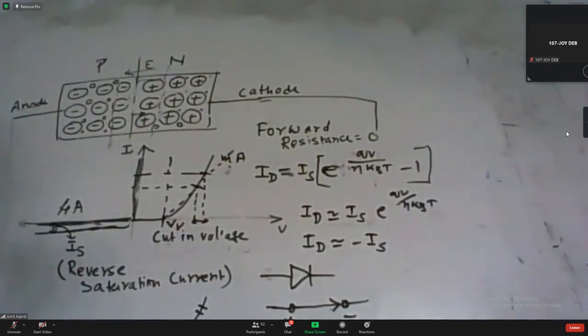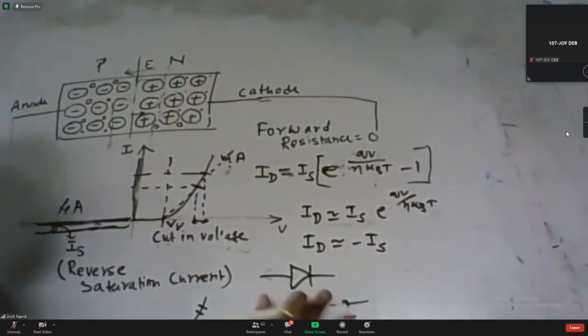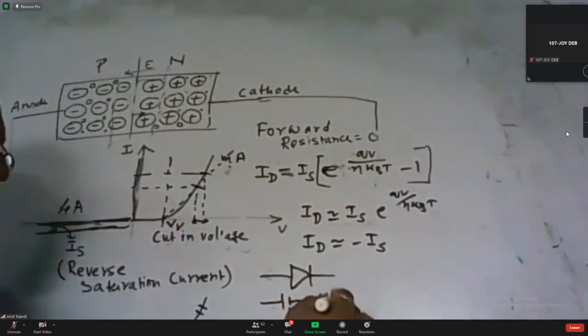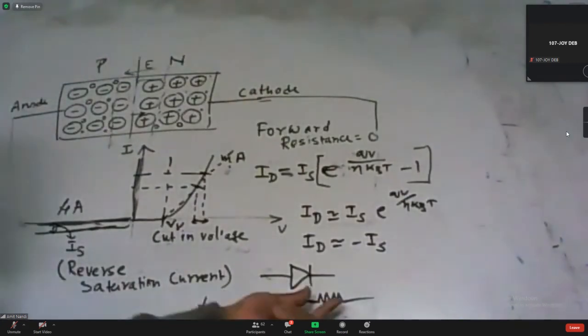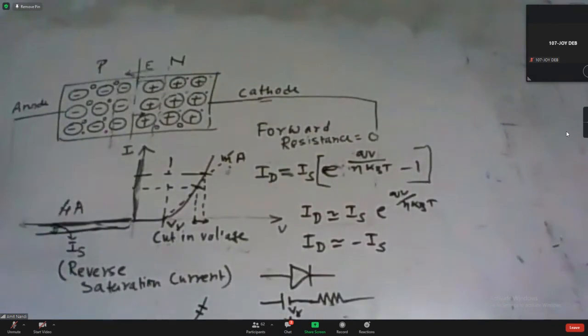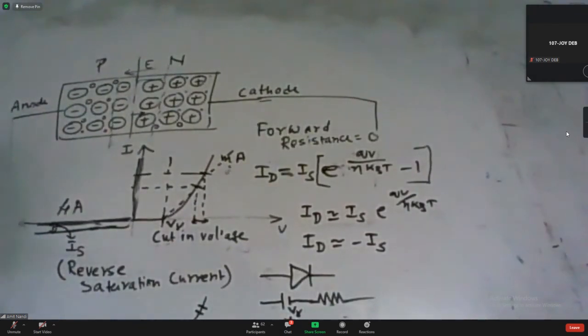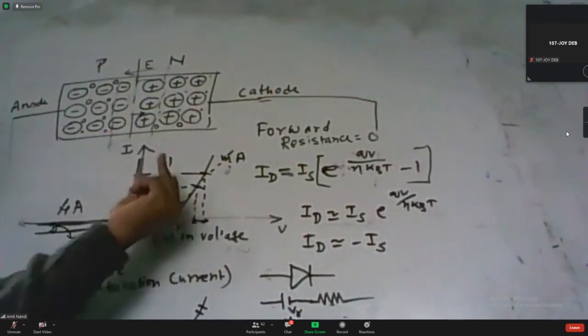Now, if you take the piecewise linear approximation, then obviously in that case the diode can be represented by a cut-in voltage. After that, it behaves like a resistor, and this resistor is called the AC resistance or dynamic resistance of the diode, because here we can calculate the change in voltage by the change in current.